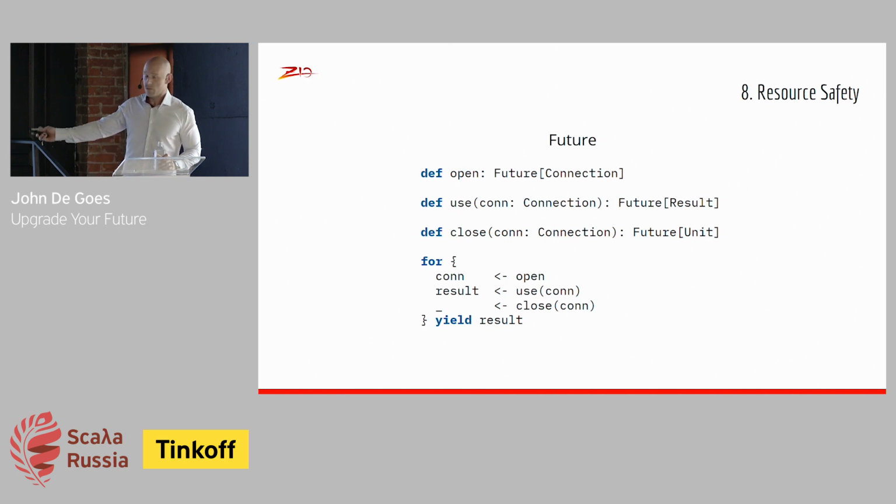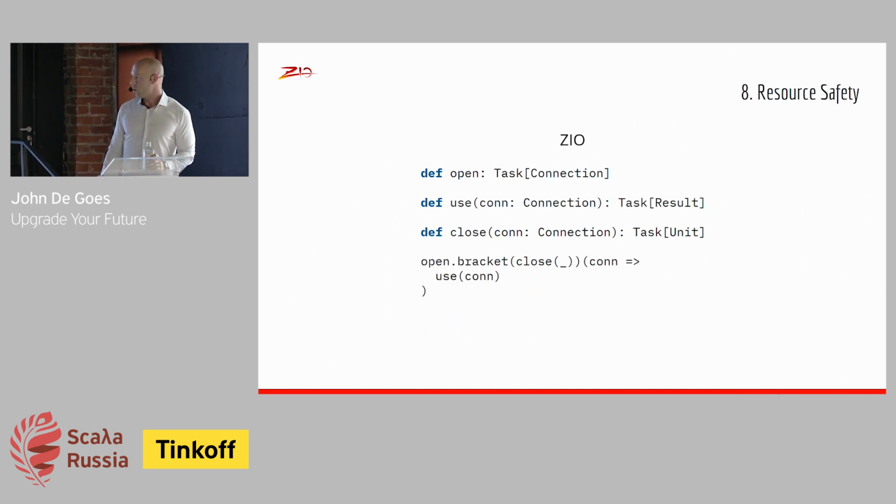And Future, which would be the natural candidate to have something like this, doesn't give us an operation like that. So if you actually write code that looks like that for comprehension, that opens some resource, it acquires a resource, it uses the resource, and then it closes it, eventually over sufficient amounts of time, you're going to exhaust all resources on the machine. And that's because Future doesn't give you a primitive to make resource-safe applications.